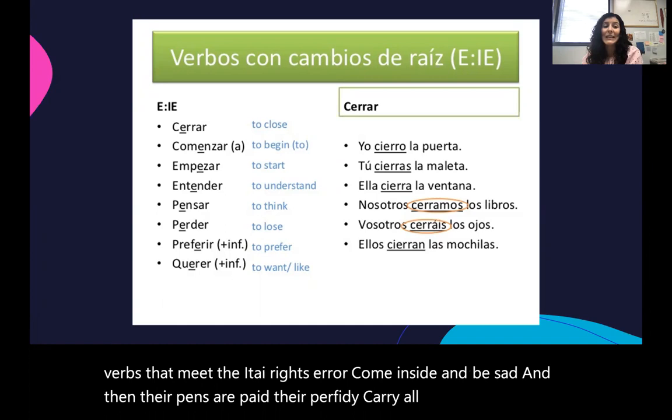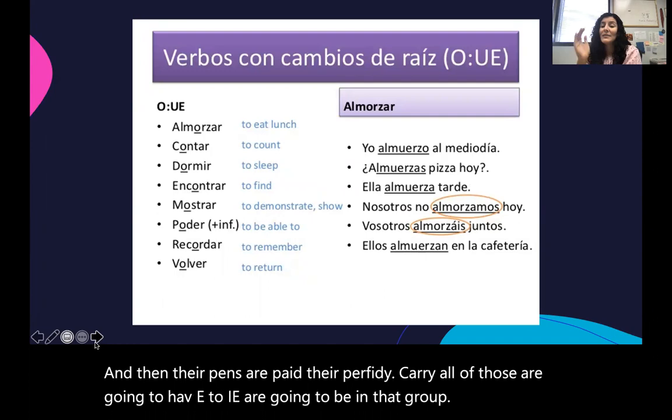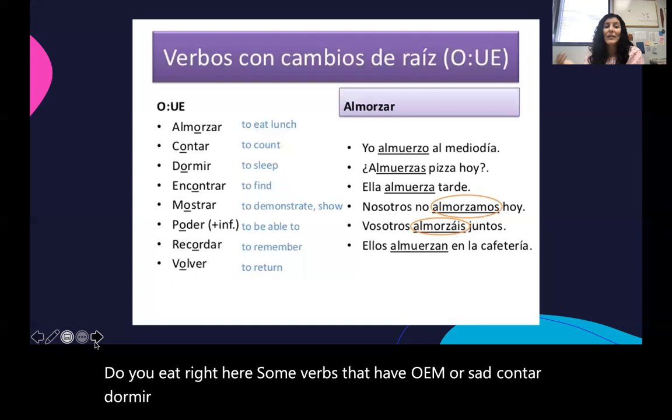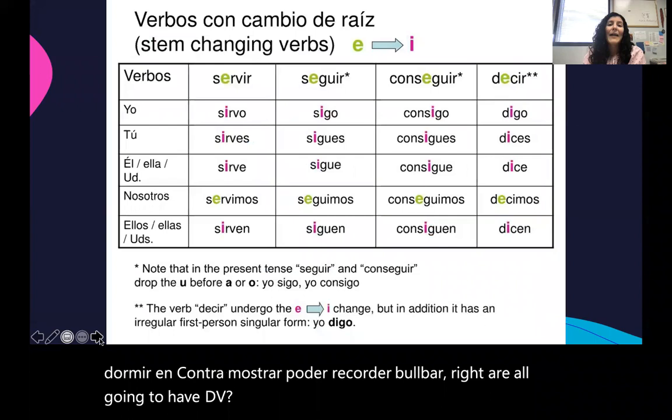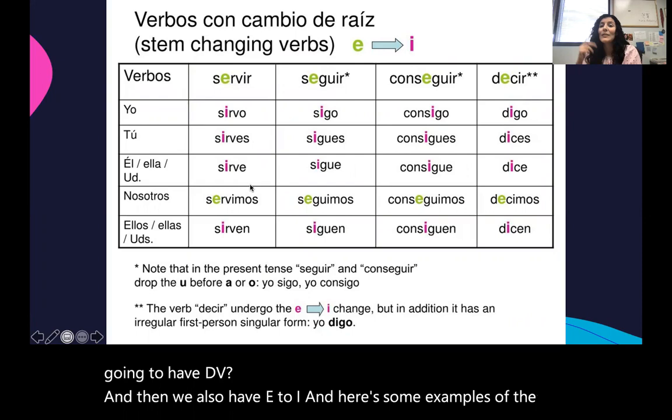O to UE. Here are some verbs that have O to UE: almorzar, contar, dormir, encontrar, mostrar, poder, recordar, volver. All are going to have O to UE. And then we also have E to I, and here are some examples of the E to I: servir, seguir, conseguir, and decir, also.